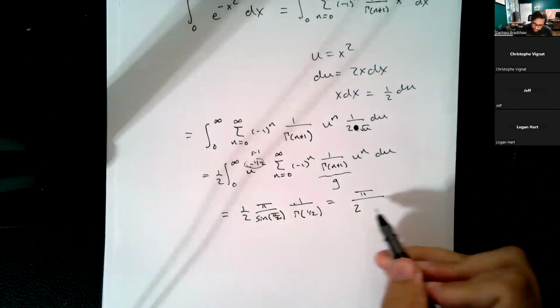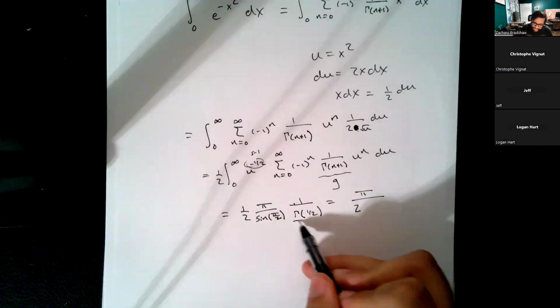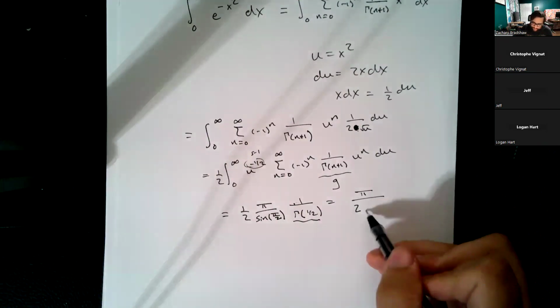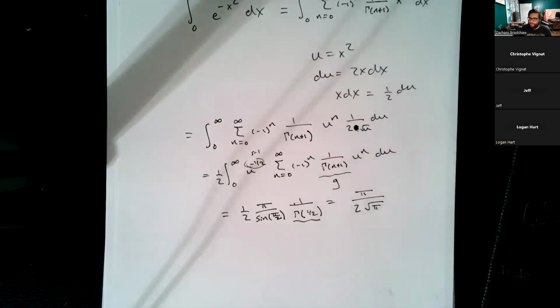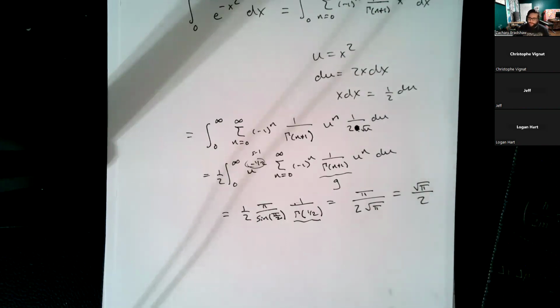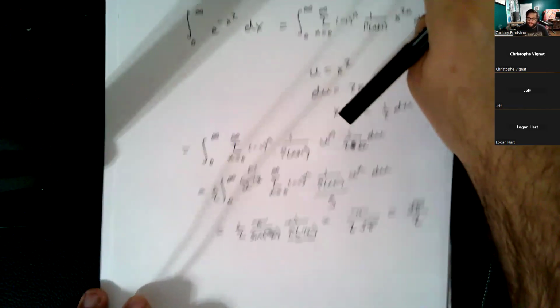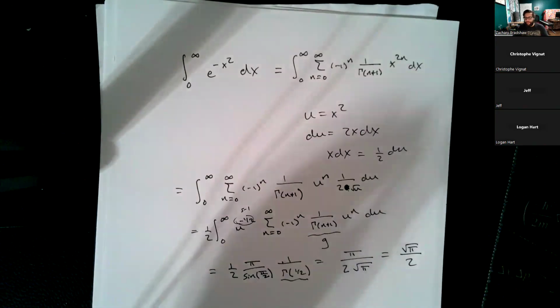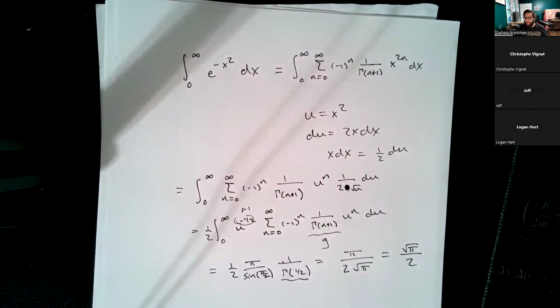Sine of pi over 2 is 1. And gamma of 1/2 is well known. This is the square root of pi. Don't ask me to derive it. So this is the square root of pi over 2. So that's how you can prove this integral using Ramanujan's master theorem.